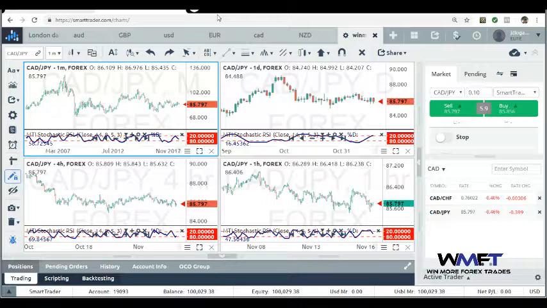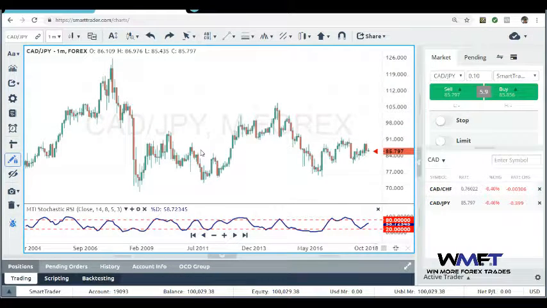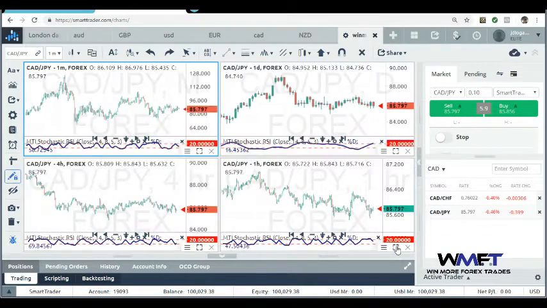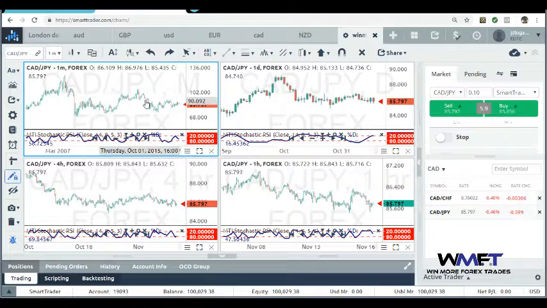We're going to do a walkthrough on the Canadian dollar and the Japanese yen. So this is the monthly time frame. We're going to start with the monthly time frame to get direction. The daily time frame we're going to use for high and low prices.